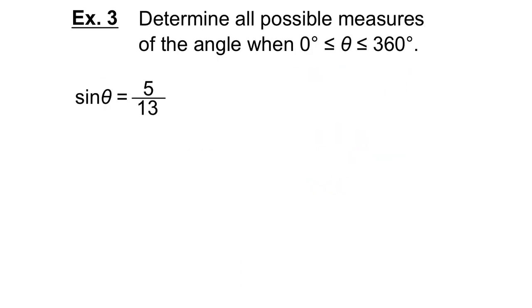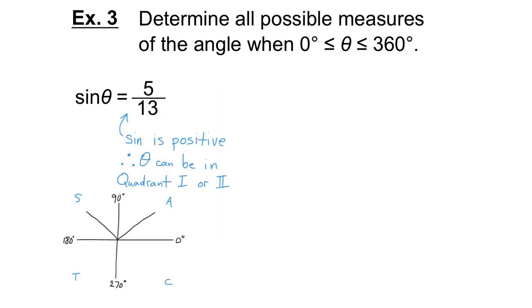We're going to switch gears a little bit here. This time, I want to determine all possible measures of the angle when it's between 0 and 360 degrees. So the angle could be any value between 0 and 360 degrees. All I know is that the sine of the angle is 5 over 13. Now the first thing I notice is that the sine of my angle is a positive value. Sine is positive. Now, if sine is positive, use your CAST rule. Which quadrant can it be in?